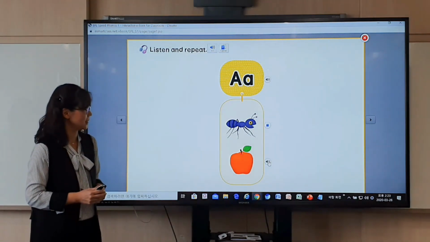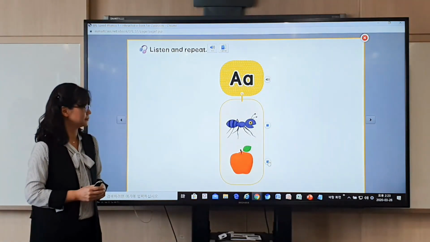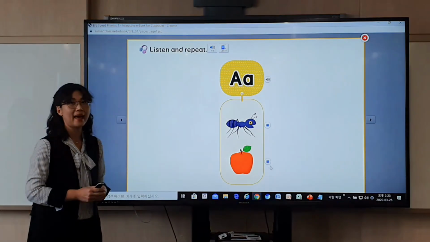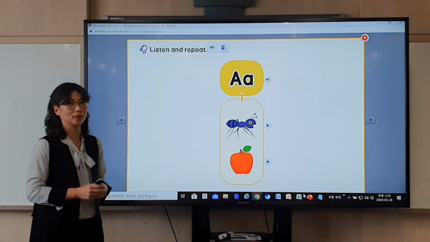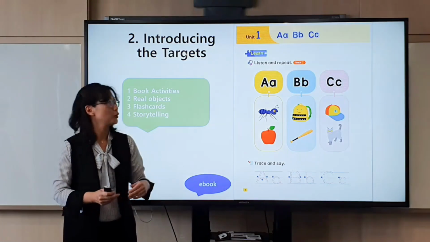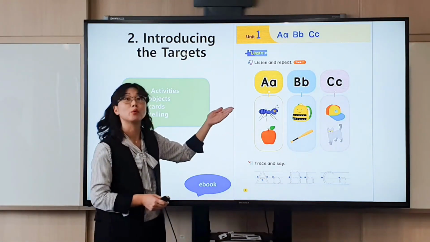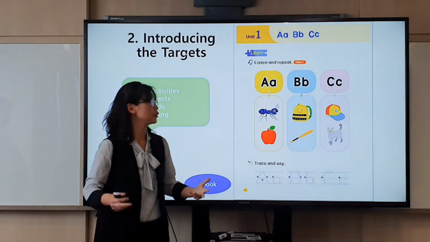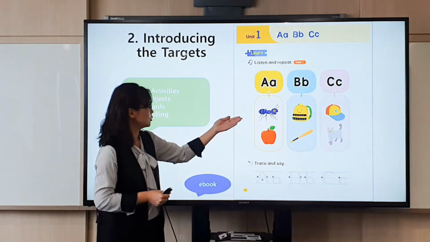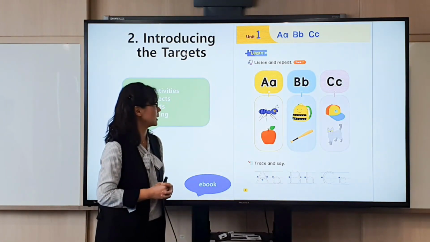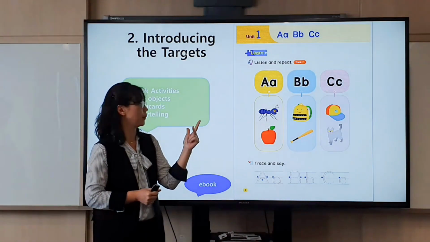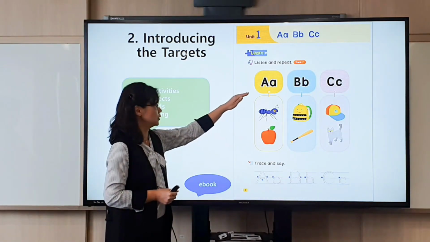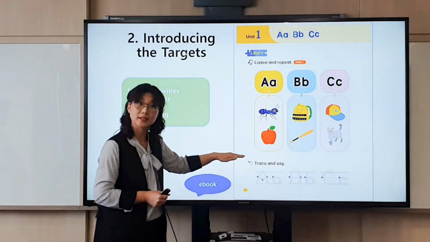Ant. Okay, next one. Apple. Apple. Okay, so you can do the activities in the book, listen and repeat. You can have your students listen and repeat, and then you can introduce the new targets, right? Three targets, remember? The sound, and the letters, and the words.